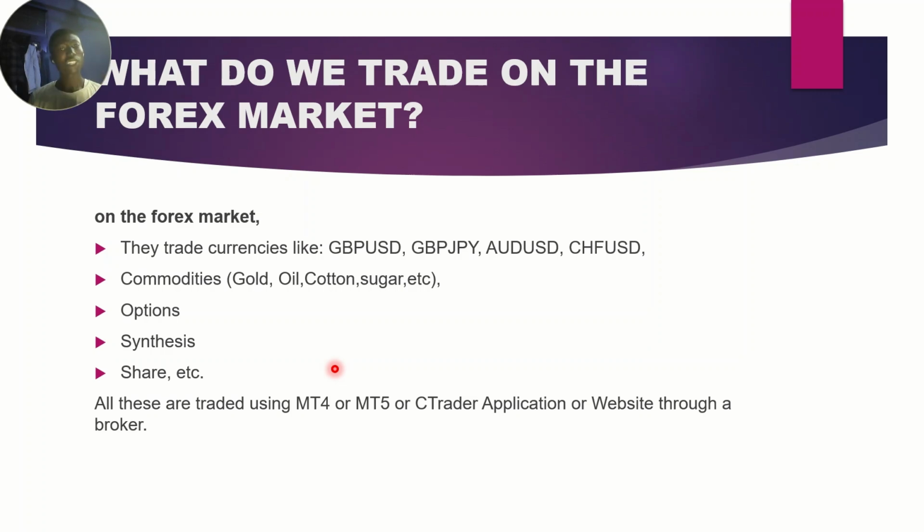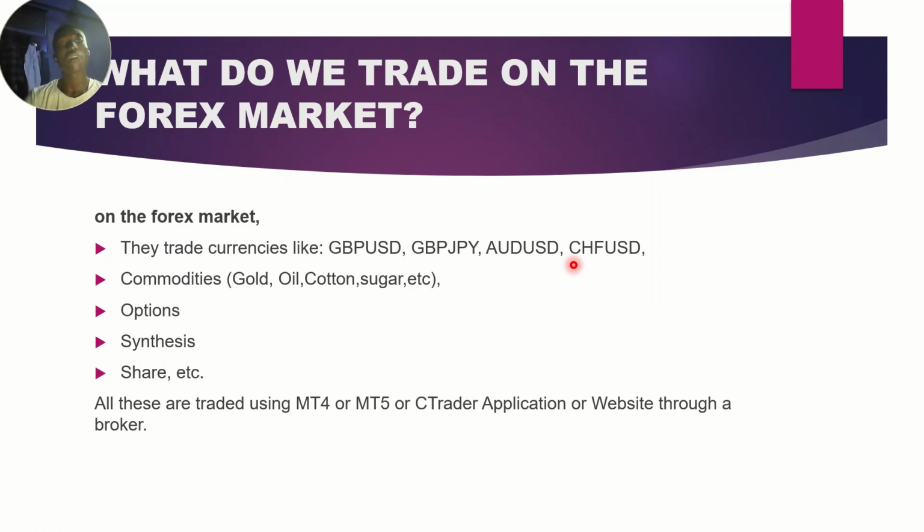So we trade currencies like GBP USD, GBP JPY, AUD USD, and then CHF USD, etc. There are a lot of currencies that we trade on the forex market. These are just examples that I've listed here for example's sake, but we do trade a lot. So how did we come about the GBP and the USD? Somebody may ask. These are called currency pairs. A combination of 2 currencies is called a pair. That is what we trade on the forex market.